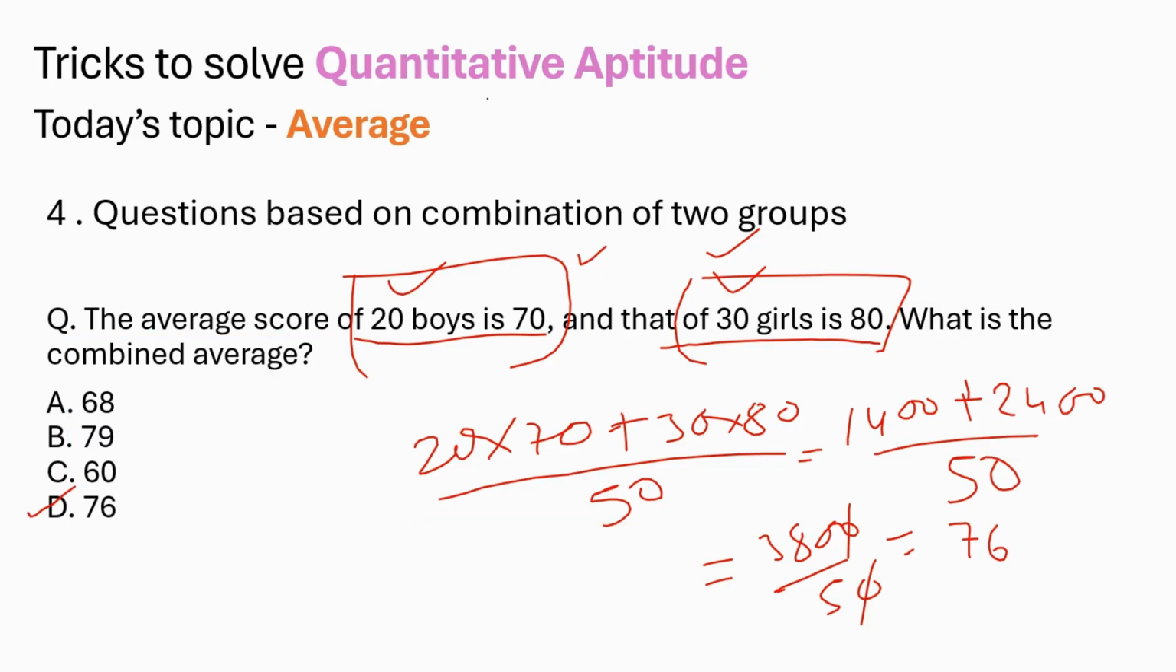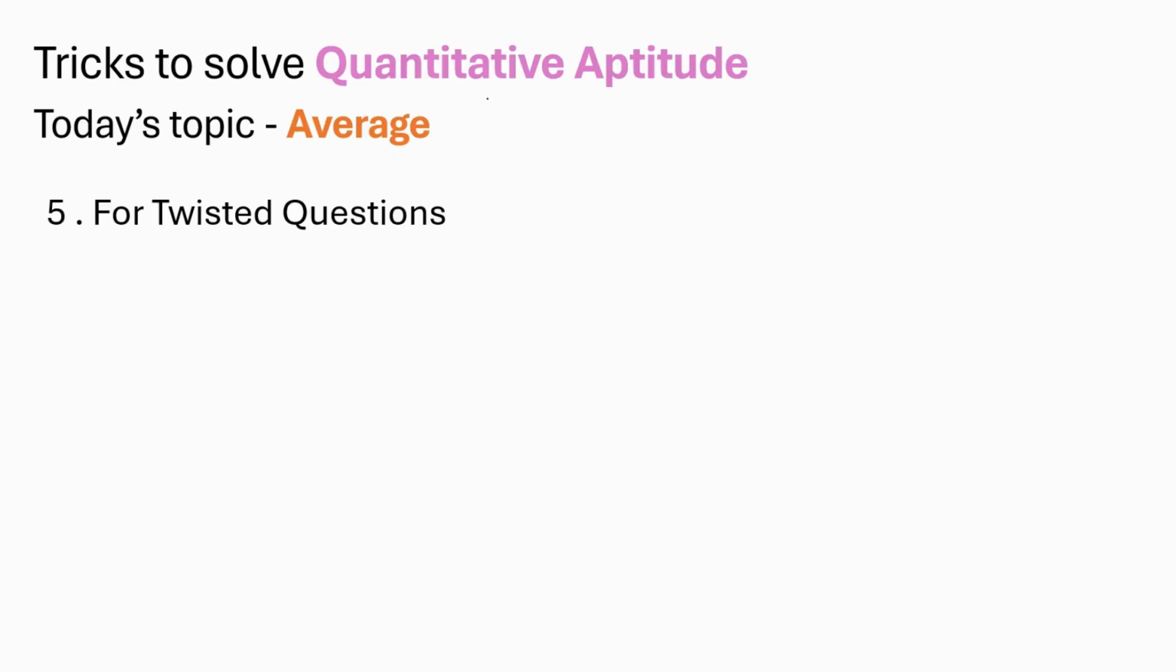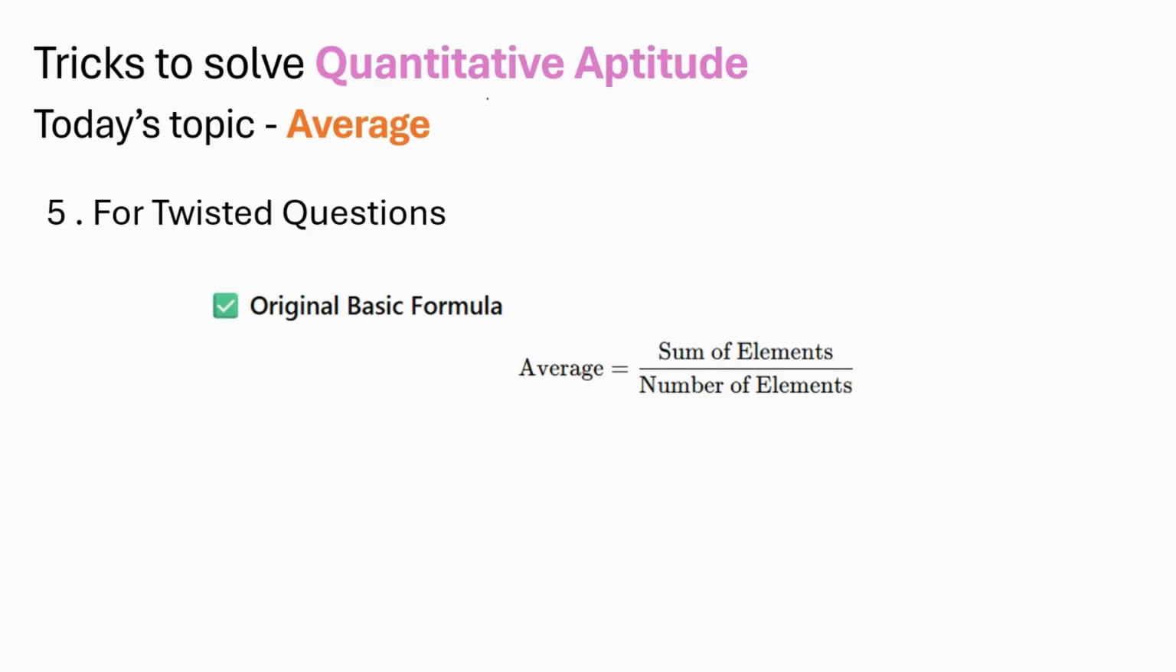So let's move to our next trick. The next trick is for the twisted question. Twisted questions are those which look difficult and scary, but we can solve them using a simple basic formula. And what is the simple basic formula of average? Sum of elements divided by number of elements. Yes, there are some questions which look very difficult and lengthy, but they can also be solved using this simple formula. So let's see those questions as well.